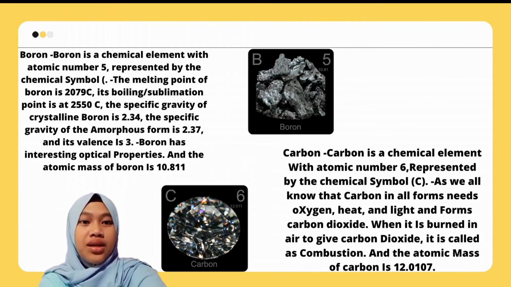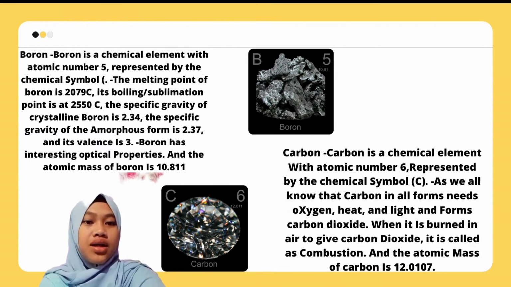The next is the carbon. Carbon is a chemical element with atomic number 6, represented by the chemical symbol C. As we all know that carbon in all forms needs oxygen, heat, and light, and forms carbon dioxide. When it is burned in air to give carbon dioxide, it is called combustion. And the atomic mass of carbon is 12.01.